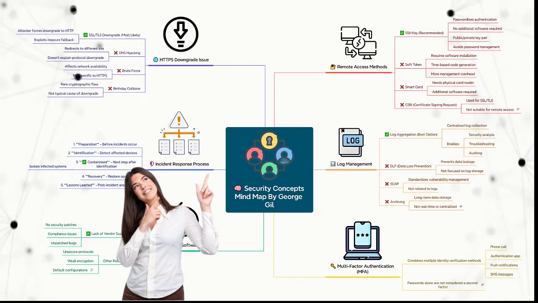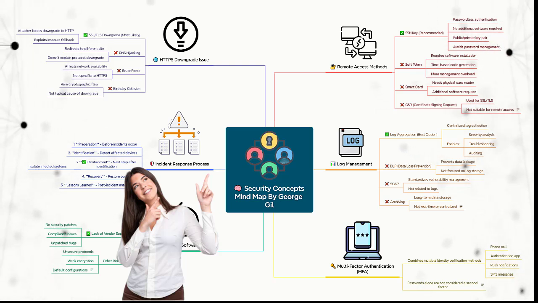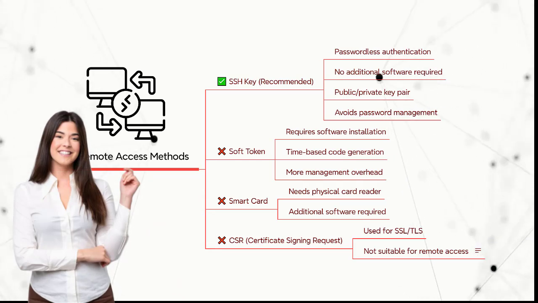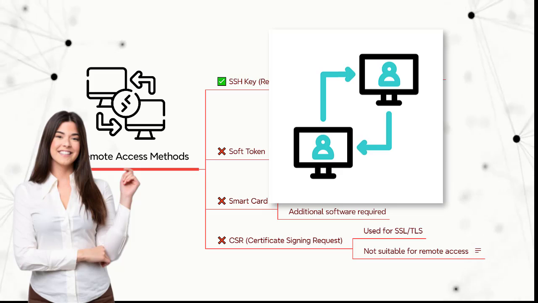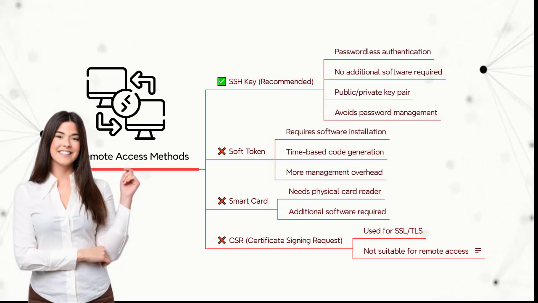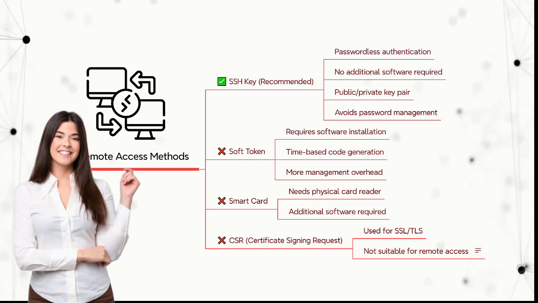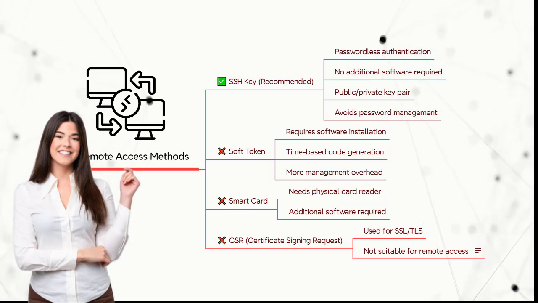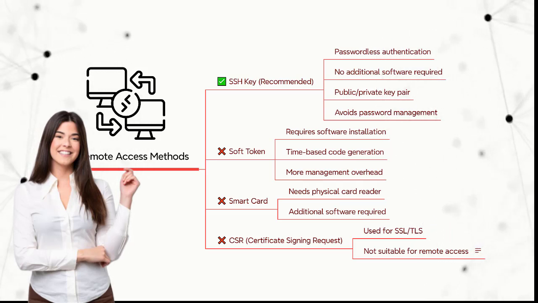Remote access methods. When it comes to remote access, security is top priority, and the method you choose can make a big difference. SSH keys are highly recommended for this purpose because they allow passwordless authentication, which simplifies things for both users and IT. The process is straightforward. The business partner creates a private key, and the public key is installed on the server. Once that's done, the user can access the system securely without ever typing in a password. It's efficient, secure, and doesn't require extra software, just the existing capabilities of most Linux servers.